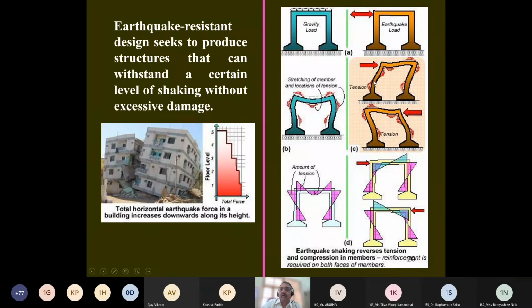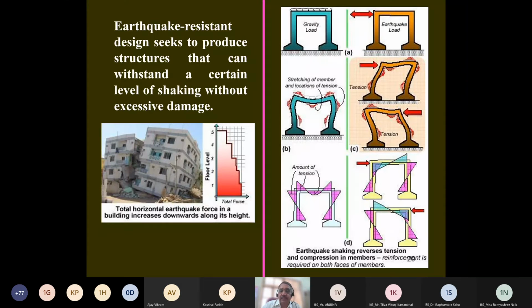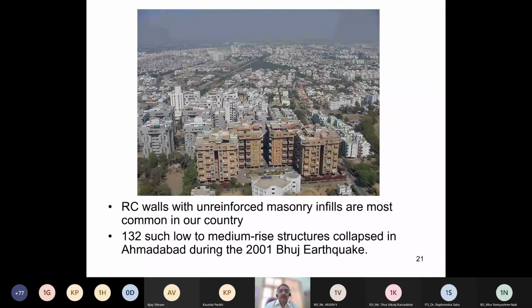So the location of tensions, if you look here, left to right, these are the areas of tension development. And these are when the force is from right to left. So these get reversed. So we need to provide reinforcement on both faces of the members when we consider the earthquake load. This can be anywhere in India.